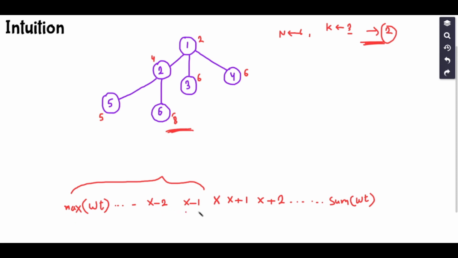Okay, same goes for these values. I have to remove more than k minus 1 edges. This is the first value where I will remove at most k minus 1 edges, and I will get x as the minimum subtree weight. So these are, let's call it, bad weights. These are, let's call them, good weights.